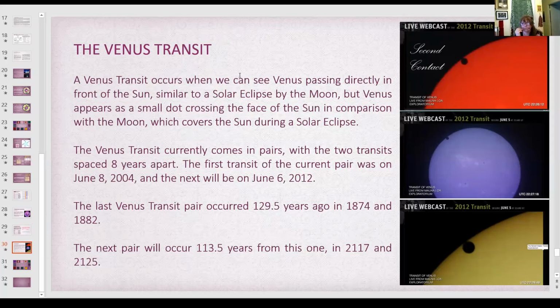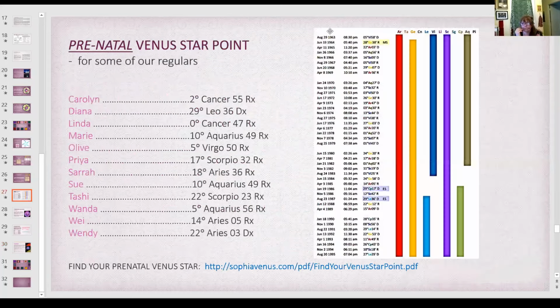Linda, I was born in 1948, and I think you were born in 56, 57. Yes. So that would be about 8 years. Right. And we have a similar star. Yes, that's right. Every 8 years you would share the same star.